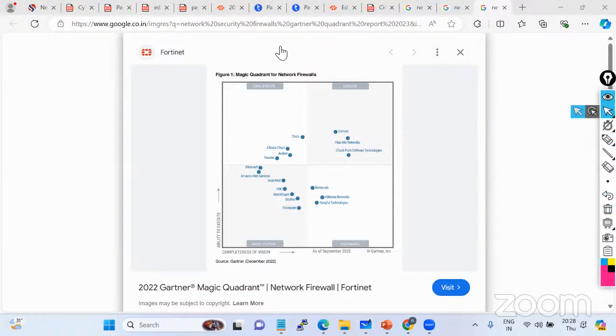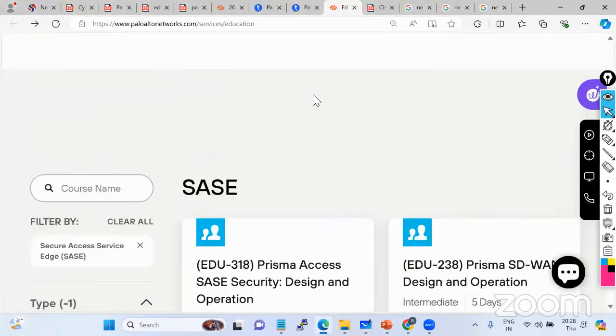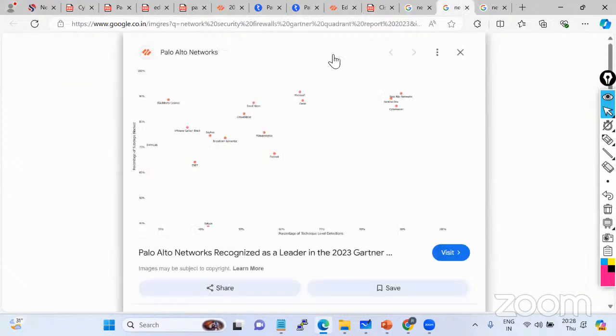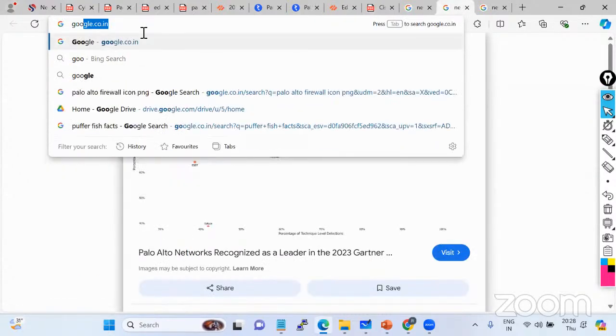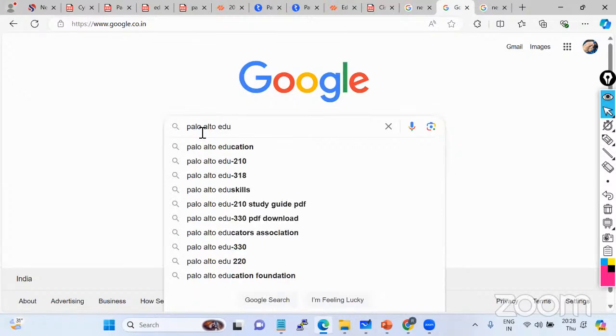Now the most common thing: if I go to the Palo Alto education site, you can also go there. How can you go? Let me tell you. If you want to search, just go to Google and find Palo Alto education services, right?